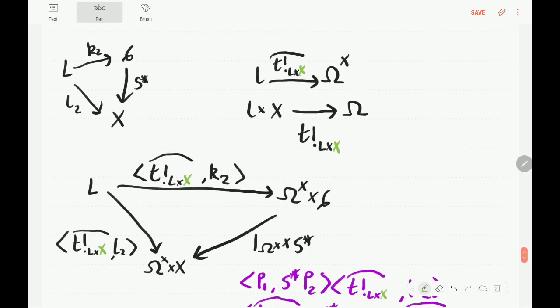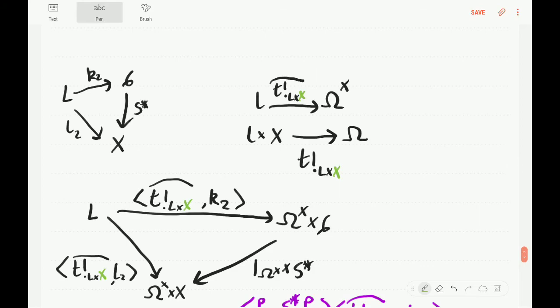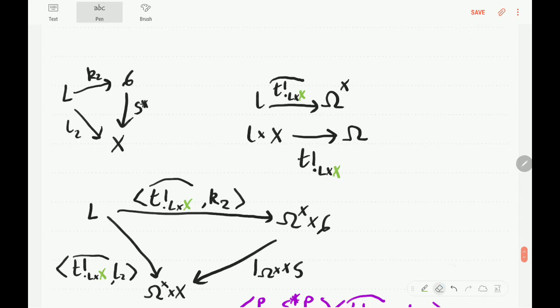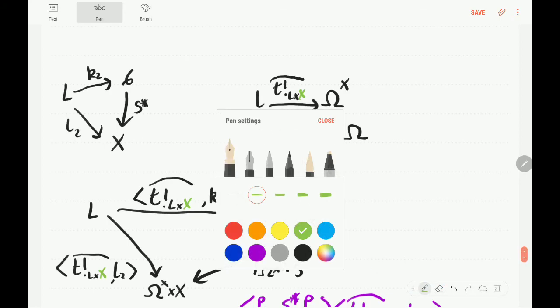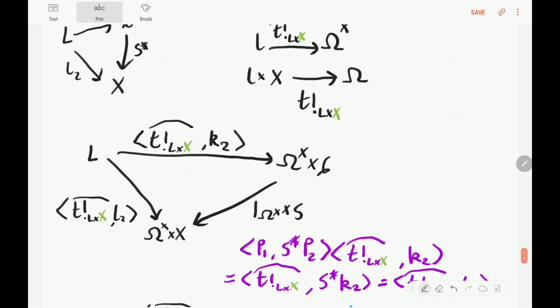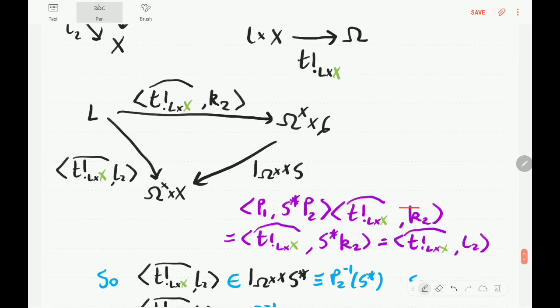Okay, so the next claim then is, I mean, we know that this triangle commutes. The next claim is that this triangle commutes. So basically we have Z comma L2 is equal to identity times S after Z comma P2. And here's the proof that that works out.